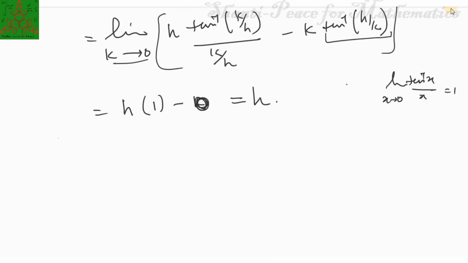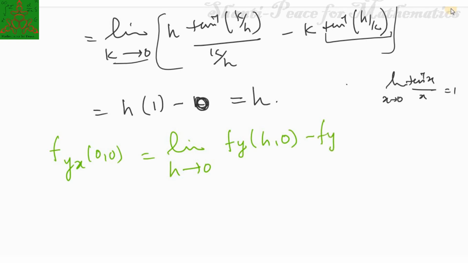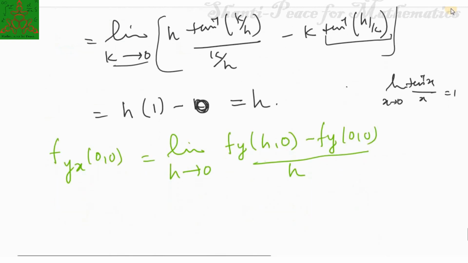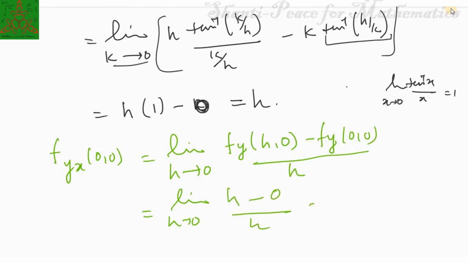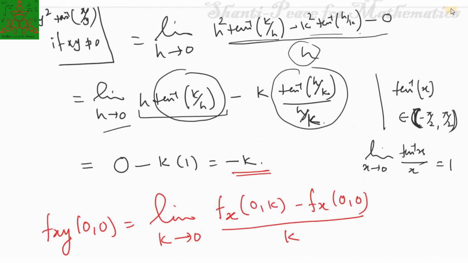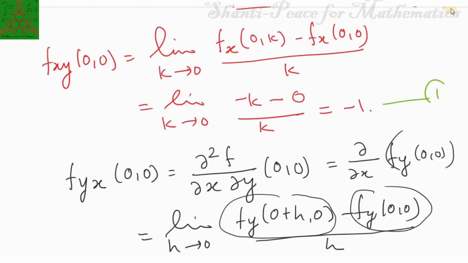So finally we have f_yx at (0, 0). As per the definition, this is limit h tends to 0, f_y at (h, 0) minus f_y at (0, 0) upon h. We have calculated f_y at (h, 0), and f_y at (0, 0) we have also calculated. So we have limit h tends to 0, h upon h minus 0 upon h. So this will give me 1. If I call this equation 2, and the above one with the red color that we have written, if I call it, this is 1.